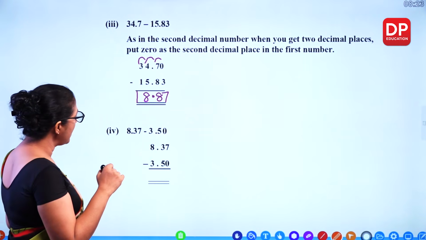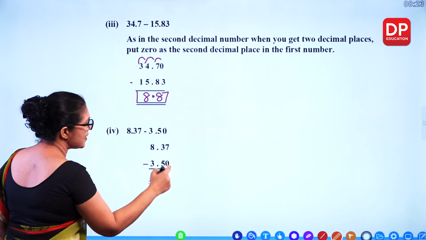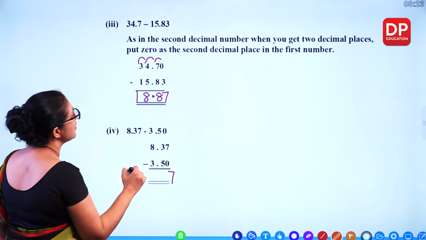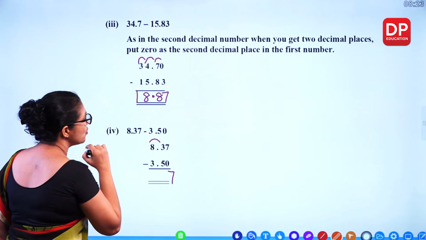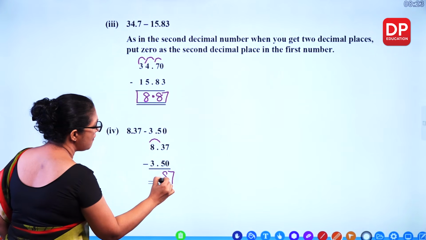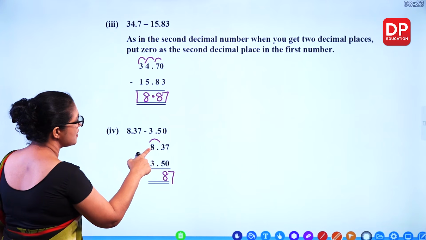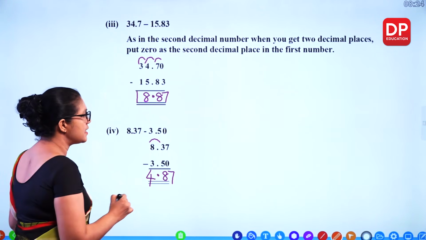Look at this one, 8.37 minus 3.50. 7 minus 0, you get 7. 3 minus 5, you can't do, take 1 from here. 13 minus 5, that's 8. So this becomes 7. 7 minus 3, 4. So 4.87.